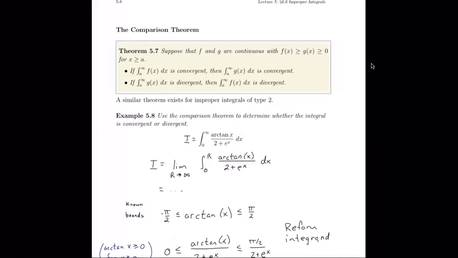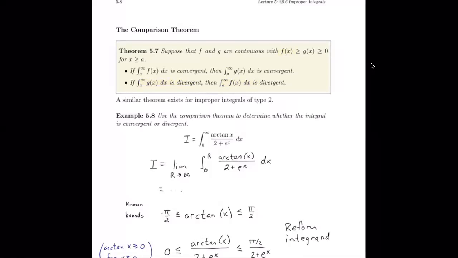Now, on the other hand, if the smaller function, if g of x from a to infinity is divergent, then f of x from a to infinity, its integral is divergent as well, because f of x is a greater value than g of x, so it's going to be driven to infinity because this one underneath it is going there anyway, it has infinite area underneath it to begin with.